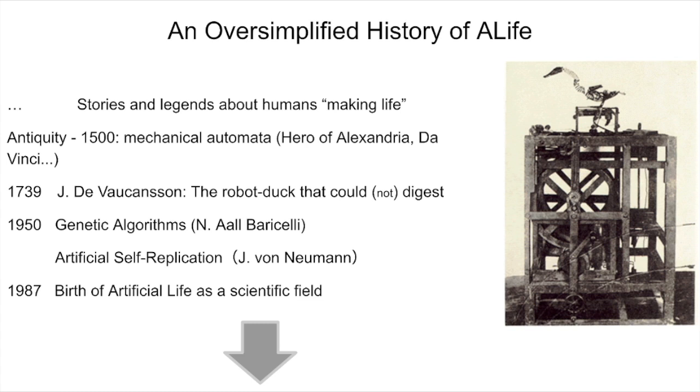The first recorded attempt at actually reproducing the functions of life comes from the French engineer Jacques de Vaucanson, who built a robot duck that could digest food. Or at least he said the robot could digest things. In reality, he was cheating, but at least he tried. Then, in the 50s, you have the rise of computation, with genetic algorithms and self-replication. Then at the end of the 80s, the birth of artificial life as a scientific field.